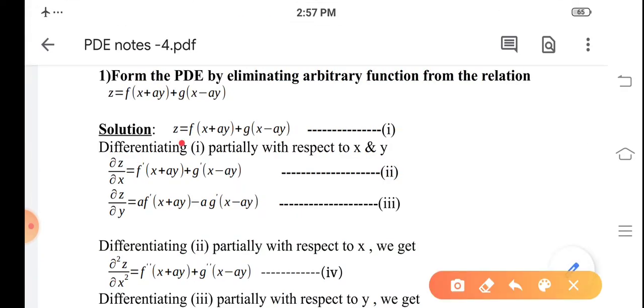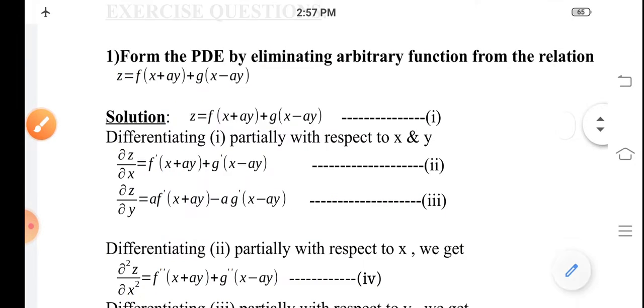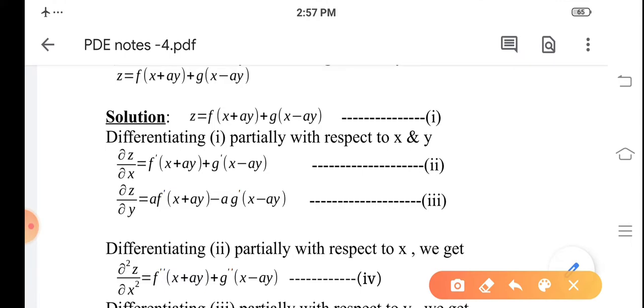Now, we take the given relation as equation 1. Differentiating equation 1 partially with respect to x, we write dou z by dou x equal to f dash of x plus ay plus g dash of x minus ay. Remember, when we differentiate partially with respect to x, y term is treated as constant. So, partial derivative of y term will be 0.